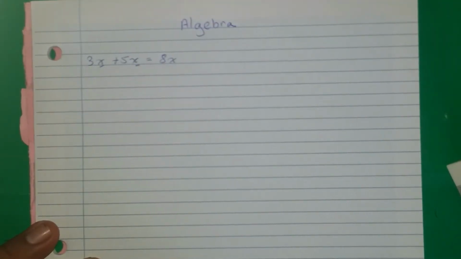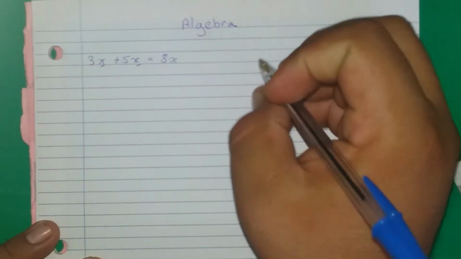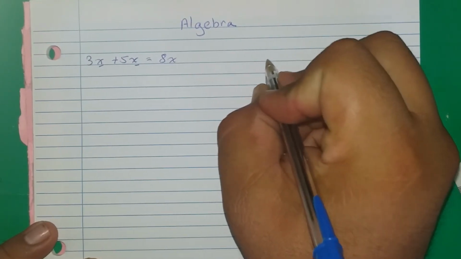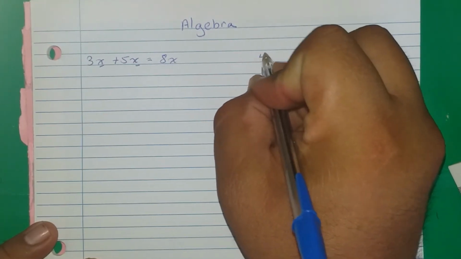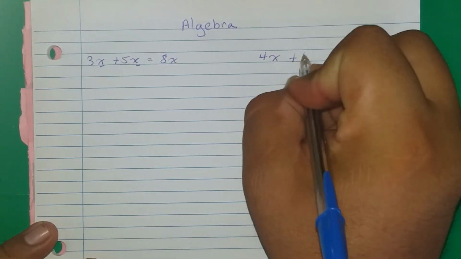And why is it able to be added? Because it has the same variable. If it does not have the same variable, they are not able to be added, right? So that's algebraic expressions. A second example would be something like, for instance, if we have 4x plus y.